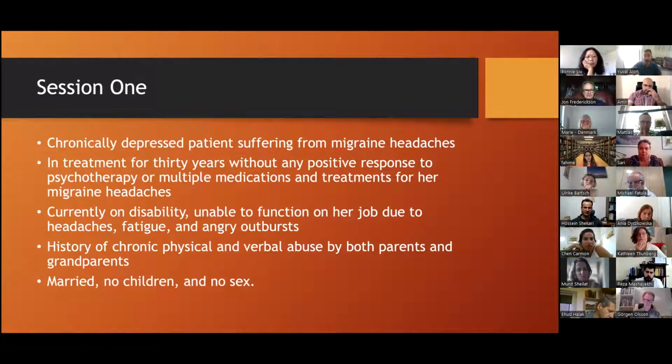In her history, there was a history of chronic physical and verbal abuse by her parents and her grandparents. So she had been verbally abused and beaten by her parents and by her grandparents. She's married with no children and has not had sex in a number of years. And having sex is not a goal for her. So that also gives you an idea of how little pleasure there is in her life.